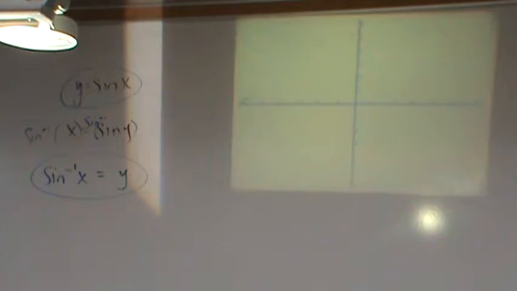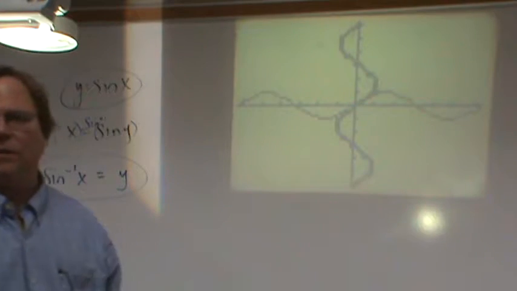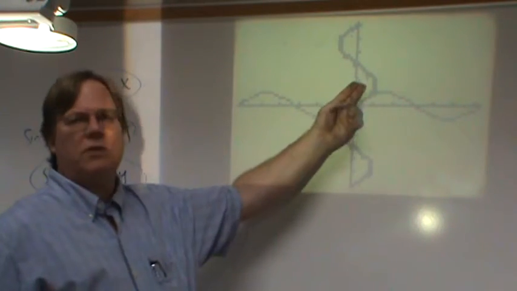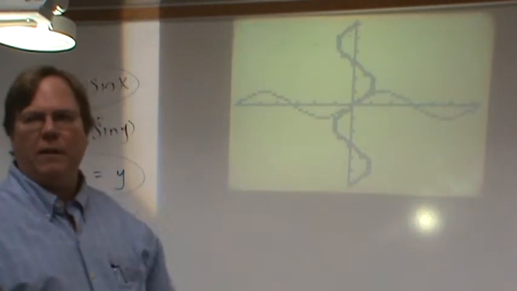Alrighty. Here's the graph. Here's the graph of y equals the sine of x, your classic sine, and then here's the graph of its inverse, the inverse sine of x. Now, one thing we don't like about the graph of y equals the inverse sine of x is that it's not a function, right? That is, for a particular x, I have an infinity of y's.